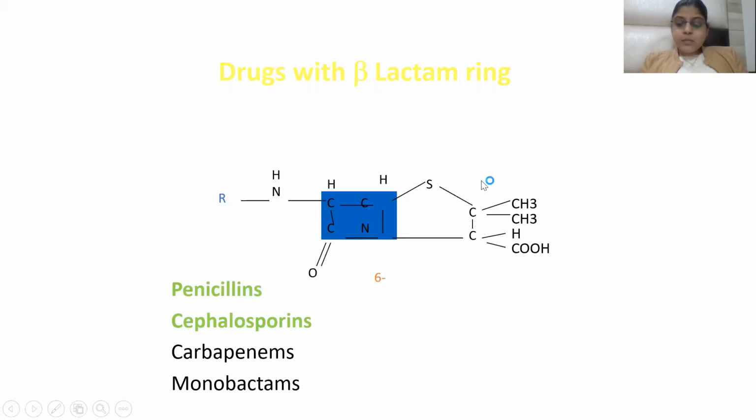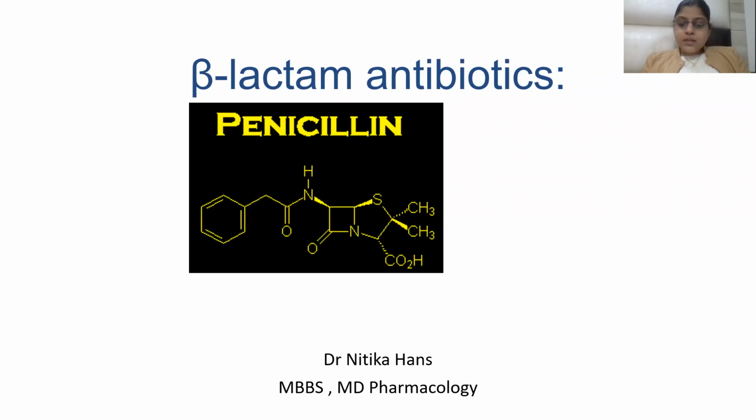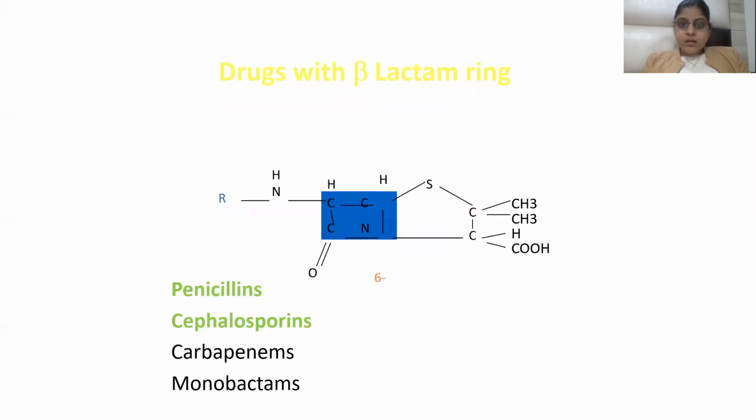So, beta-lactam antibiotics, penicillins. Now, what are the beta-lactam antibiotics? First of all, these are the drugs which have the beta-lactam ring in the structure. This is the four-sided ring with a carbon atom on its sides, and a second ring is also present in these. These are penicillin, cephalosporins, carbapenems, and monobactams.